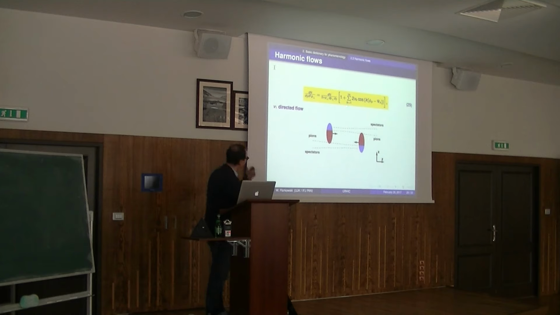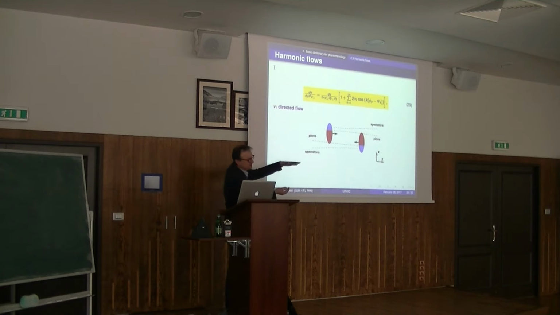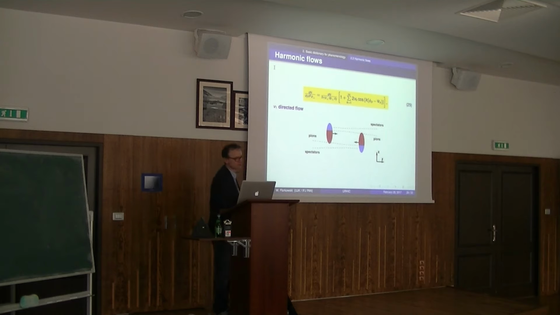v1 is connected with a kind of bouncing of the two nuclei when they collide. Now this is the beam axis, this is the transverse axis. Usually spectators are bounced away, and for them v1 is positive, so they go in this direction. But in the experiment you see negative directed flow close to mid-rapidity. It means that in this region where the hot matter is produced, you have gradients which push the matter downstairs and upstairs.